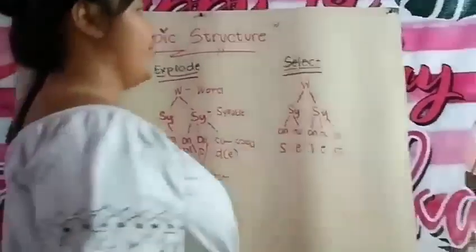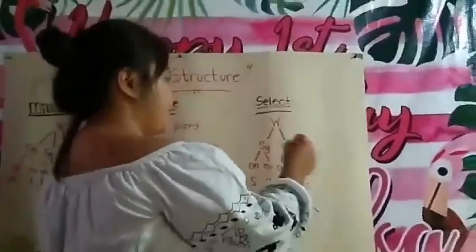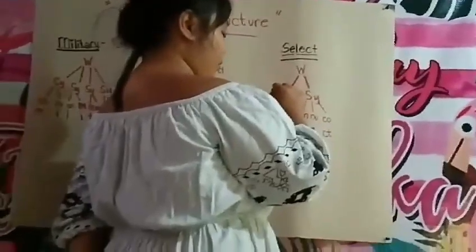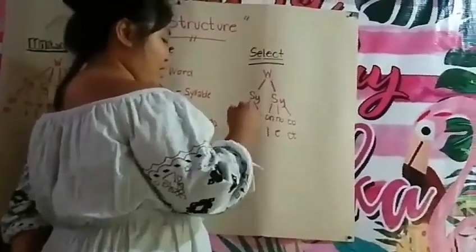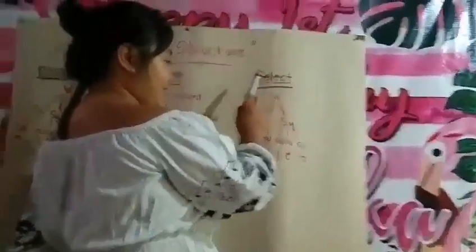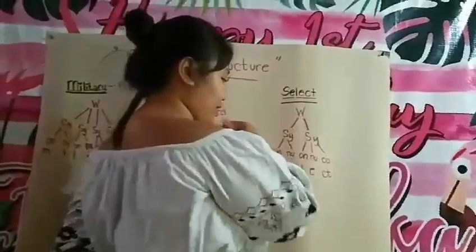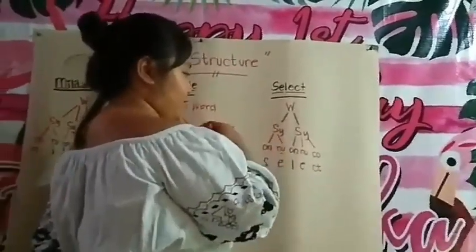So the third word will be select. Select also has two syllables. So we're going to put W again, then put the two syllables here and right here. So S is a consonant, so this will be an onset. Since the next letter is E, that will be a nucleus. Nucleus is a vowel letter. So since the E is a vowel letter, this will be a nucleus.